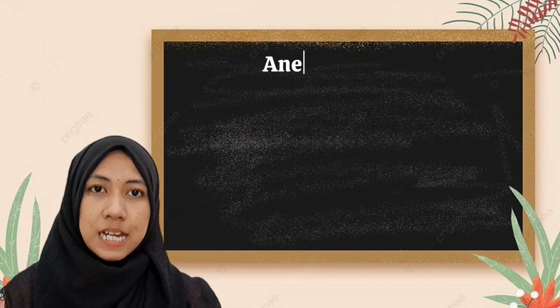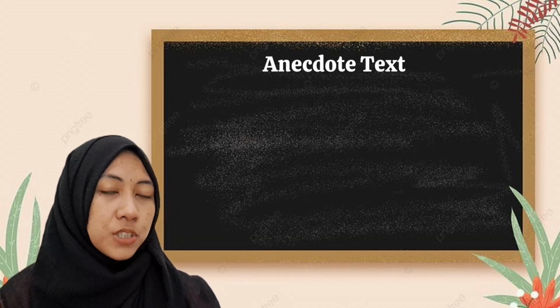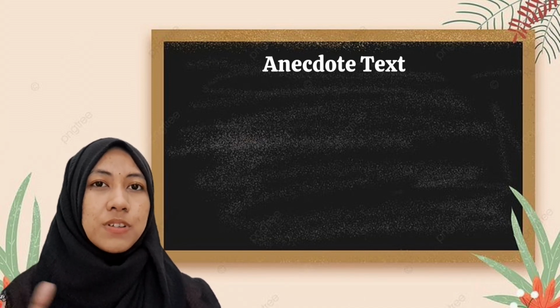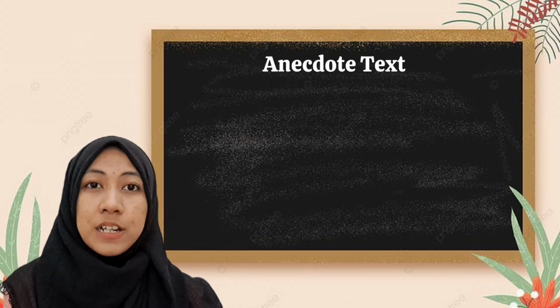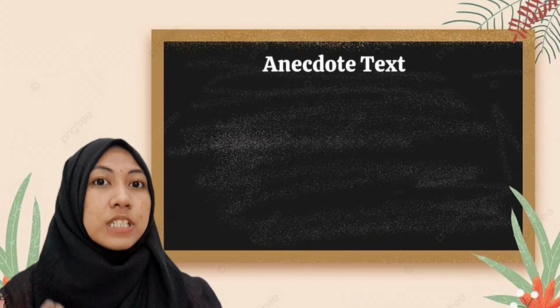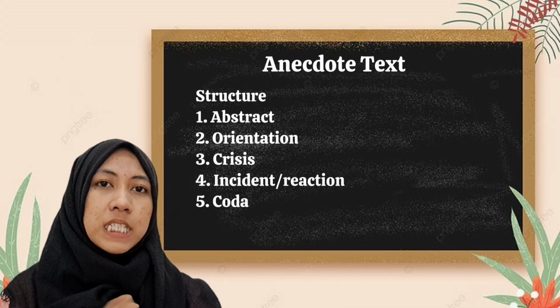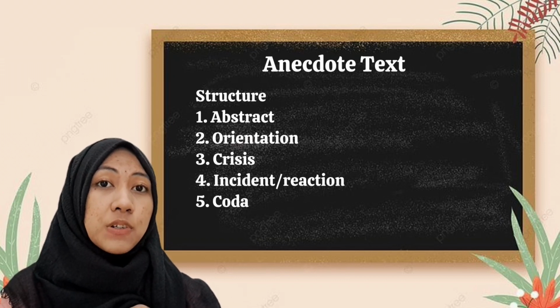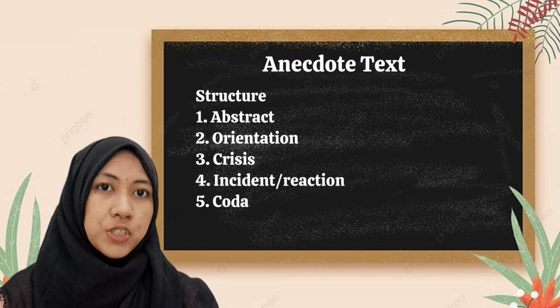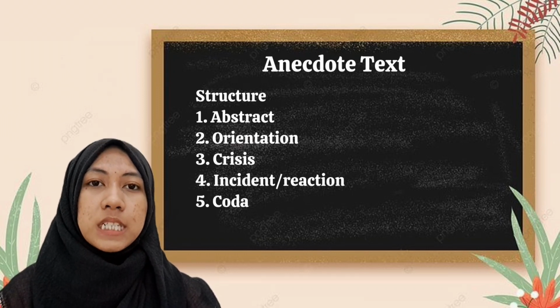Anecdote text tells past events in order to amuse the readers or listeners by telling an unusual and or amusing incident. For the structure, like the other types of text in English, anecdote text also has a general structure or linguistic structure. So the first structure is abstract.